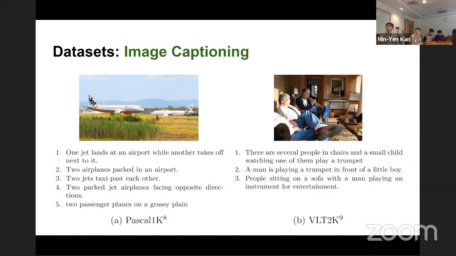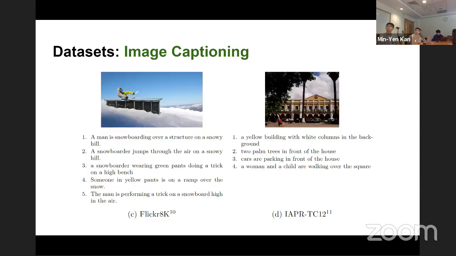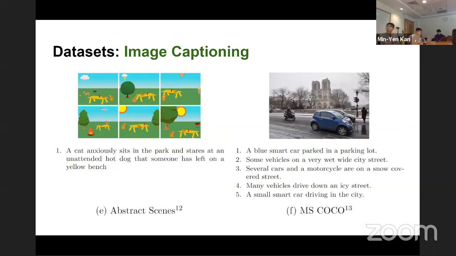And there are a couple of image captioning datasets. From my understanding, they are similar, except for the size. For example, Pascal only has 1,000 image caption pairs, and the second one has 2,000, and Flickr has 8,000. These datasets are also different in the domains they describe. For example, this one is called Abstract Scenes, and it contains image captions based on these cartoons. And other datasets are mostly based on real scene images.